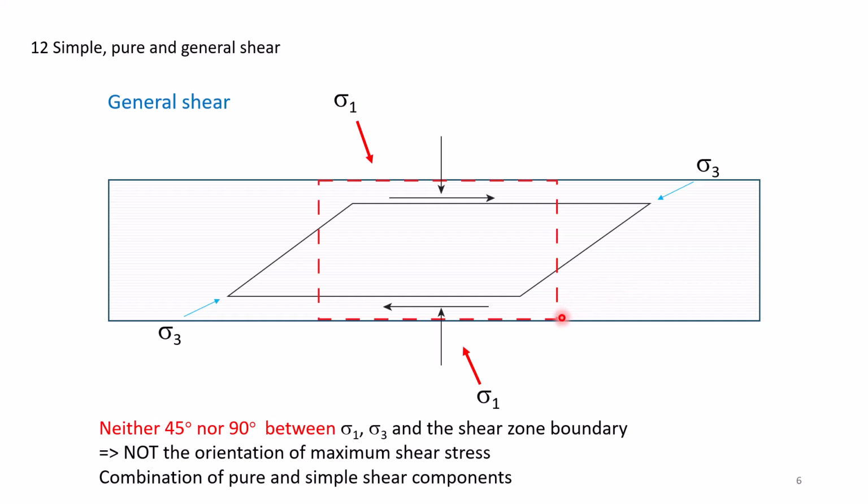The reference body that we have outlined here in dashed lines would be deformed into a rhombic shape, but in contrast to the simple shear case, we also would have a component of vertical shortening. So this is a combination between pure shear and simple shear.